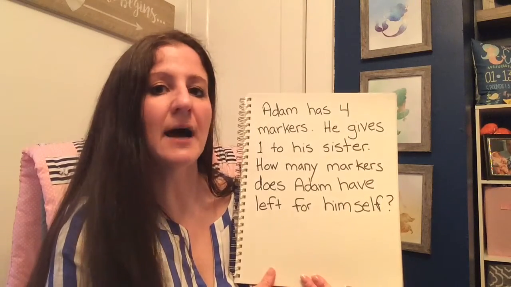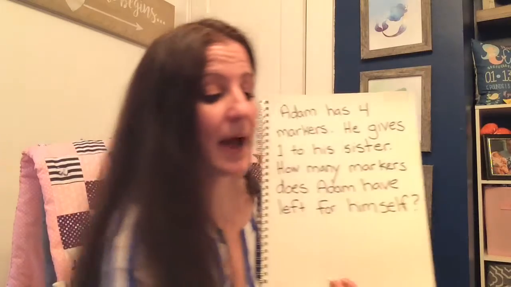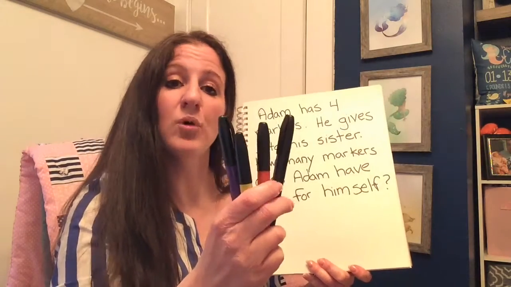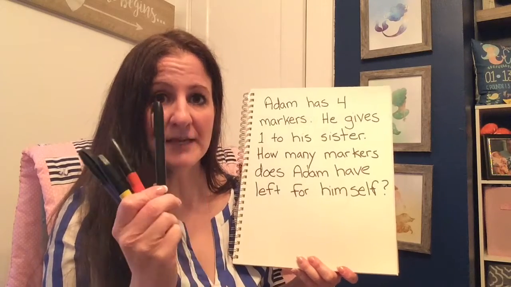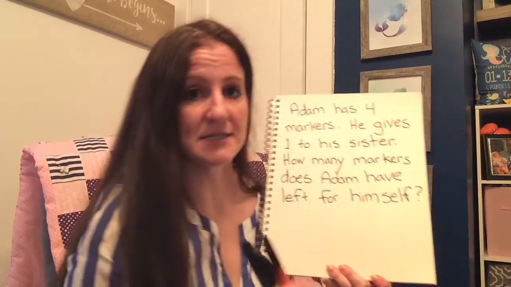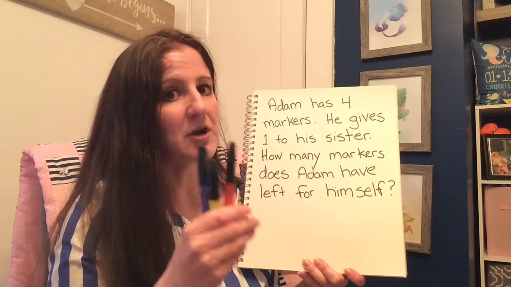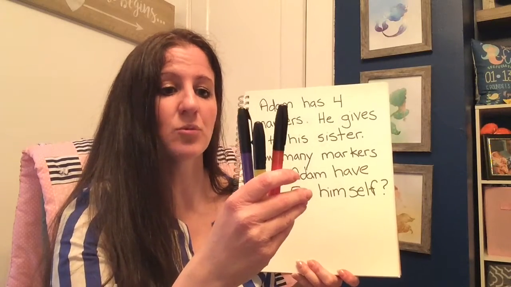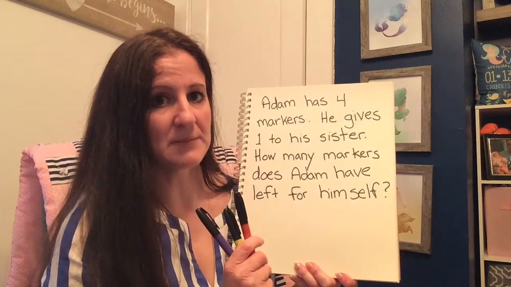So you can use any objects in your house to help you with subtraction this week. For this problem, I'm going to use 4 markers. So I have 4 markers here. 1, 2, 3, 4. And I know in my story problem that he gives one of those markers away to his sister. So the amount that's in my hand right now, that's how many are left after he gives that 1 marker away. So I'm going to count how many are in my hands. 1, 2, 3. I know that Adam has 3 markers left for himself.